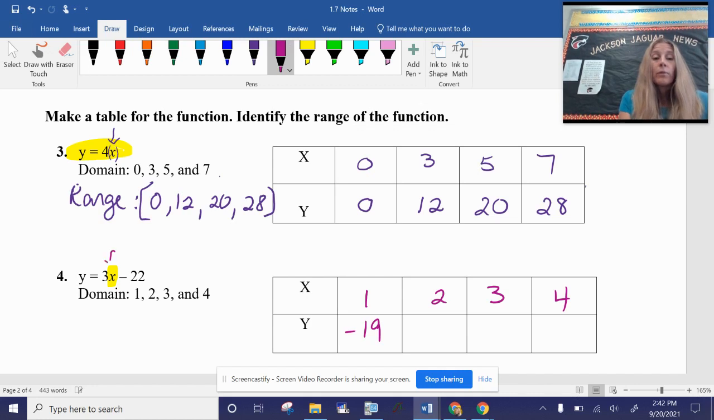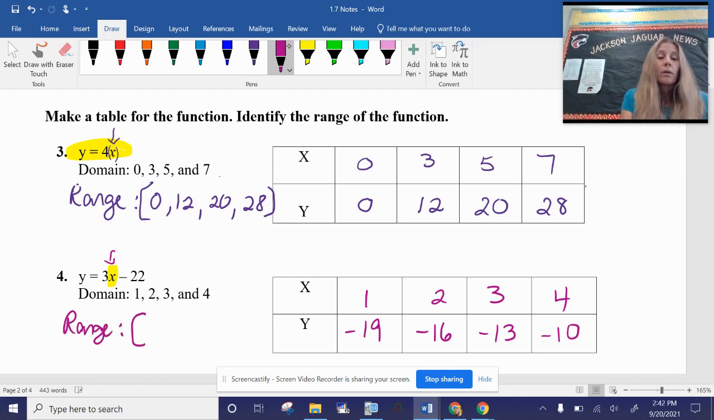Now I'm going to input a 2. 3 times 2 is 6. Minus 22 is negative 16. Now I'm going to input a 3. 3 times 3 is 9. Minus 22 is negative 13. Input of 4, 3 times 4 is 12, minus 22 is negative 10. So my range is negative 19, negative 16, negative 13, negative 10.